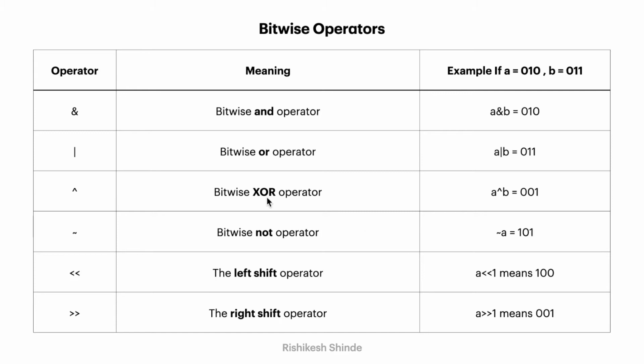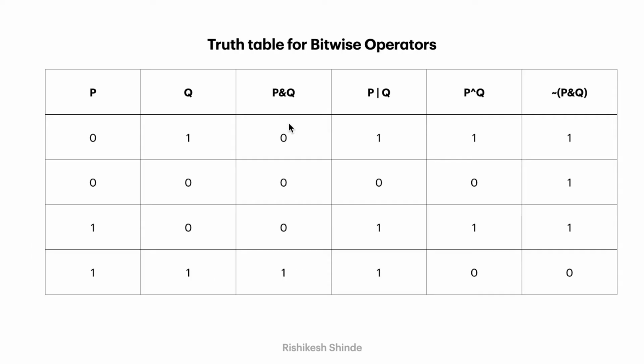Now let us see how these bitwise operators actually work by using the truth table. You may have seen this type of truth table in mathematics. In mathematics, we have a topic called logic, and in that topic we came across truth tables. In the same way, the bitwise operators operate among the bits. So let us understand what a bit is.